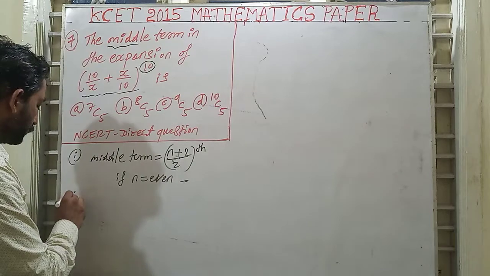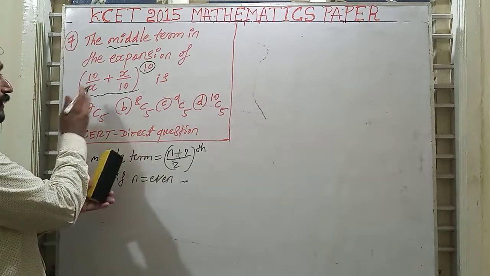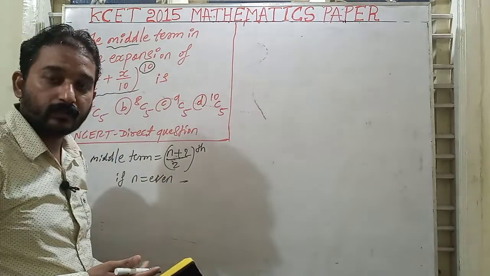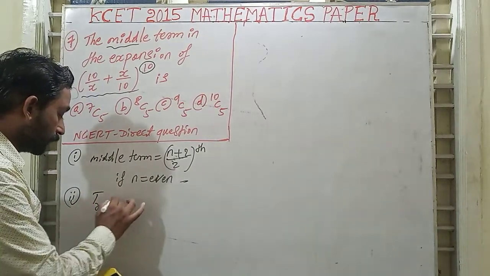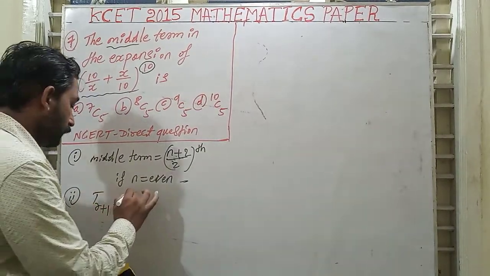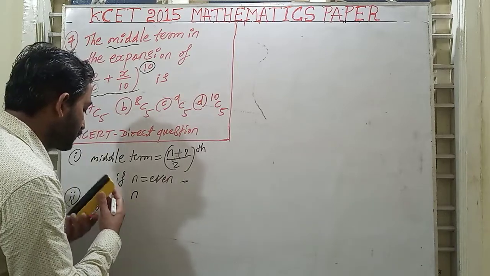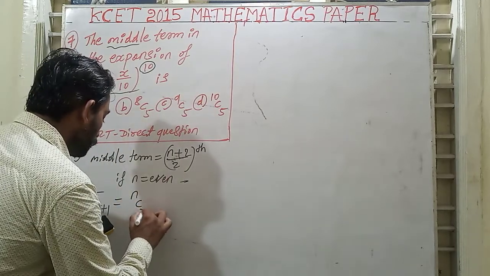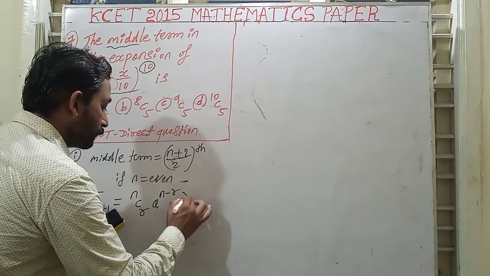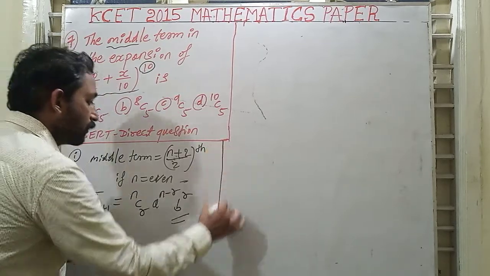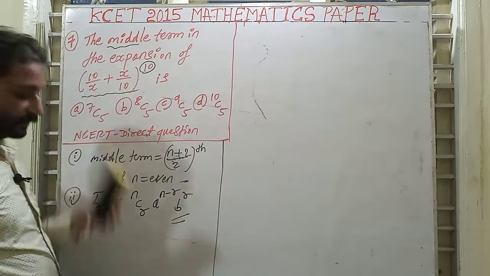One more formula: the general term of (a plus b) whole to the power of n. What is the general term? We know that the general term T r plus 1 is equal to nCr a to the power of n minus r into b to the power of r. So using these two formulas, we have to find the middle term. Okay.